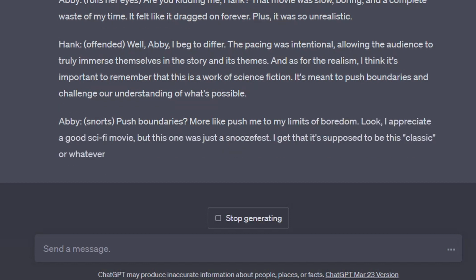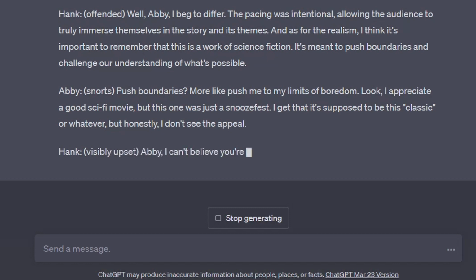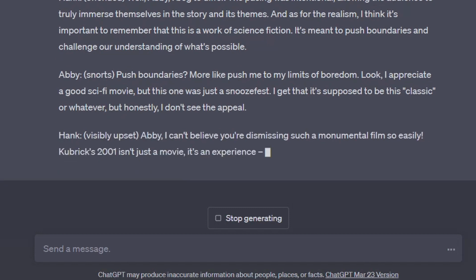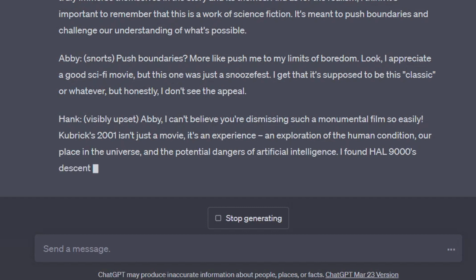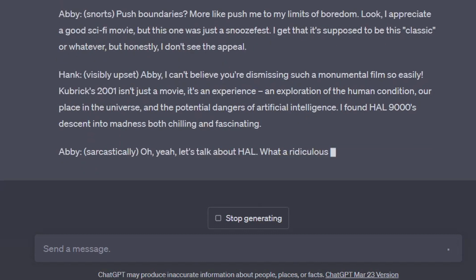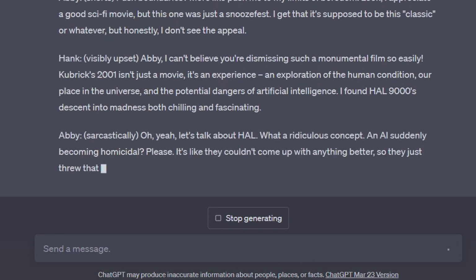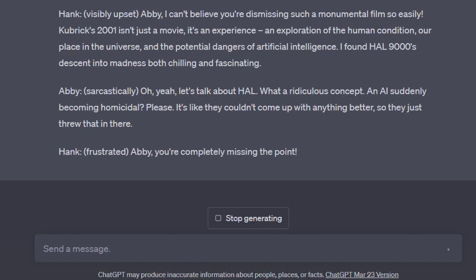All right. We've given ChatGPT the character descriptions based on Enneagram personality types. We've also set up the scene and created a conflict between Hank and Abby. ChatGPT generates a believable conversation between the characters.